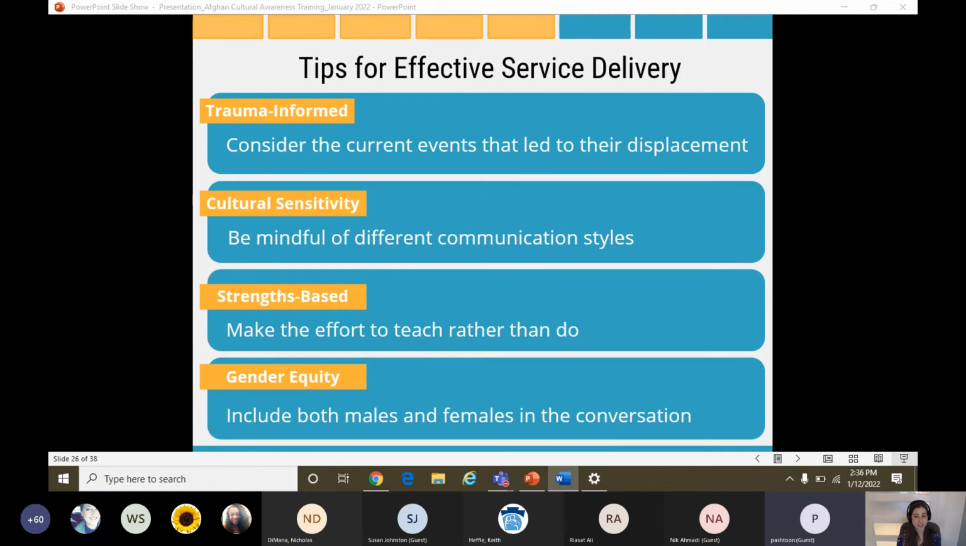And fourth, provide gender equitable services. So include both males and females in the conversation. Once you identify the family's native language, call an interpreter for translation services, which I understand all of you are already doing, and avoid only speaking to the English-speaking husband or using the husband as an interpreter. Instead, ask both males and females pointed, open-ended questions to ensure they both understand all of their rights and responsibilities.